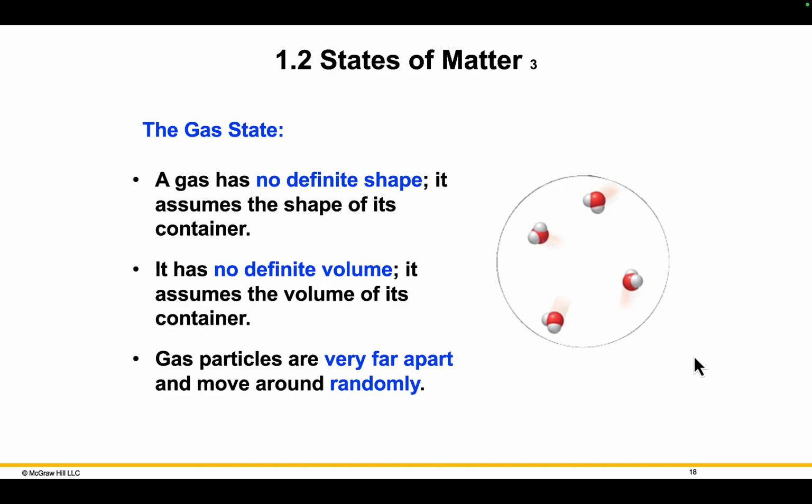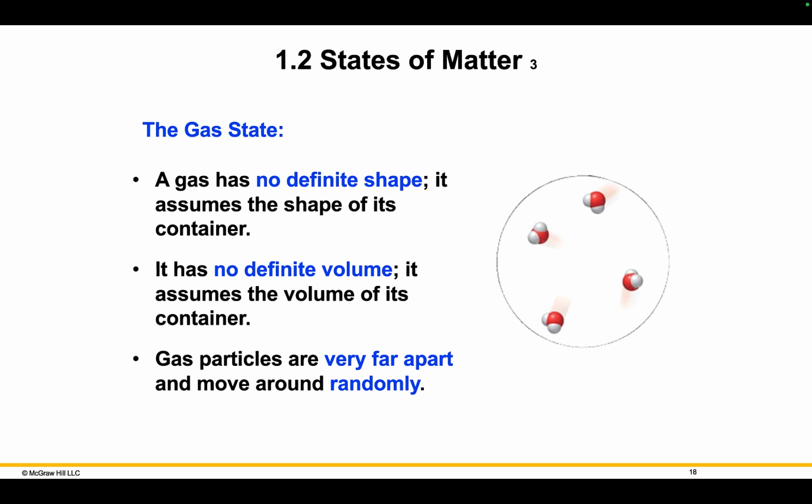When it gets to gases, gases don't have definite shape or definite volume. Both of those things are going to depend on the container that you're putting the gas into, or collecting the gas in. If you have a very large area, then your gas is going to move to take up that entire area. Whereas if you have a small area, that same amount of gas can occupy a small area.